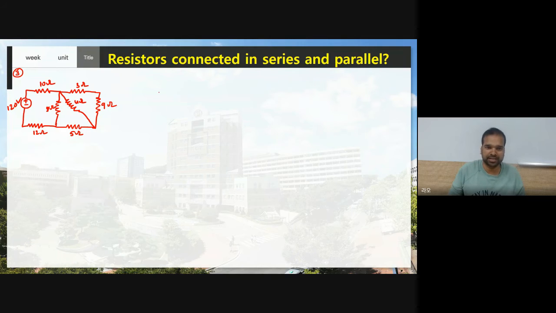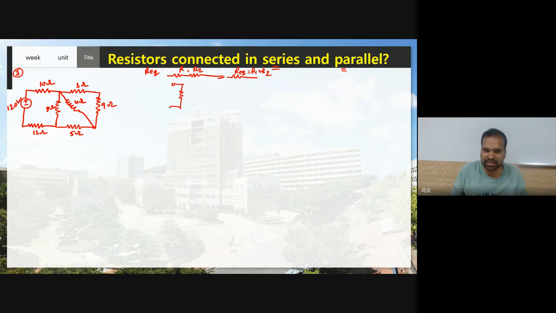Hello guys, we are discussing how to find R equivalent when resistors are connected in series and parallel. In my previous lectures, I explained how to identify whether the given elements are connected in series or in parallel. If elements are connected in series, you know the formula, right? If R1 and R2 are connected in series, you can replace them with a single resistor with the value of R1 plus R2. This is R equivalent when resistors are connected in series.